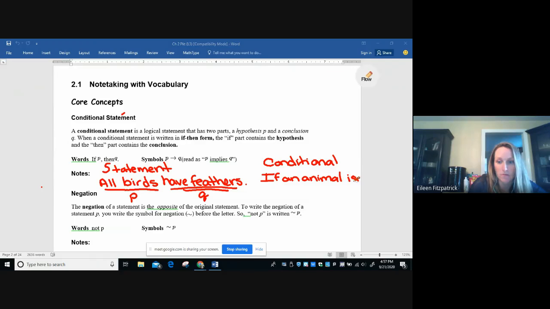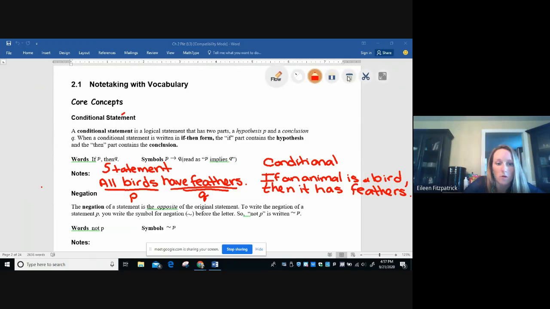Okay, so to turn this statement into a conditional statement, we would say if an animal is a bird, then it has feathers. All right. Obviously, I had to add some extra words to make the sentence make sense without changing the meaning. Okay, so I added an animal so that it just would make more sense. Okay, so that's an example of a conditional statement.